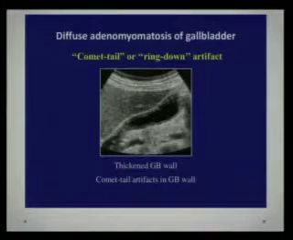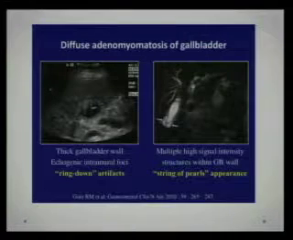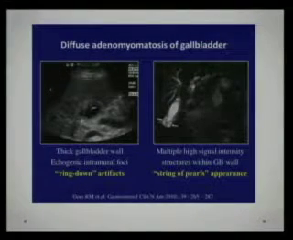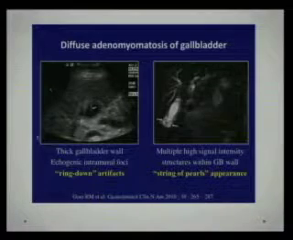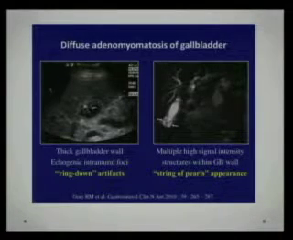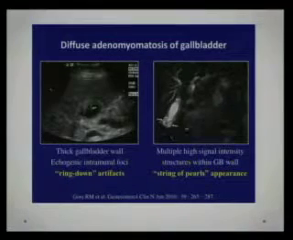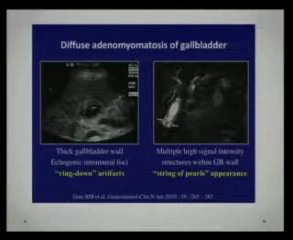Can these patients be symptomatic with biliary disease? Yes, they can be symptomatic. Coming to the diffuse adenomyomatosis of the gallbladder, here you see that there is a transverse image of the gallbladder, and you see multiple foci with posterior ring down artifacts. And in this, which is the MRCP, you see multiple high signal intensity structures within the gallbladder wall that give you a string of pearls appearance.